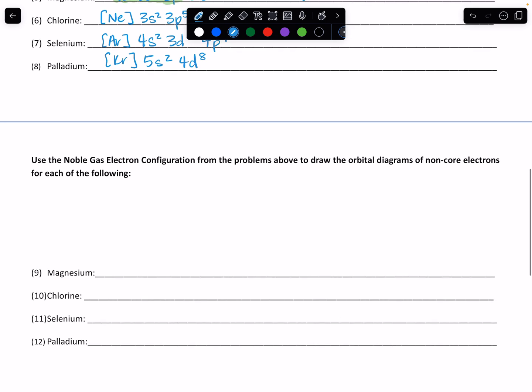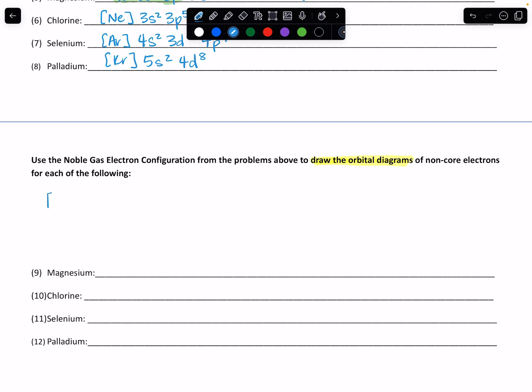All right, so last but not least, we're going to look at drawing some orbital diagrams. Now we're not going to draw the whole thing because it gets very complicated. But we are going to draw the outermost sublevels and orbitals. So we'll be using our noble gas configurations.